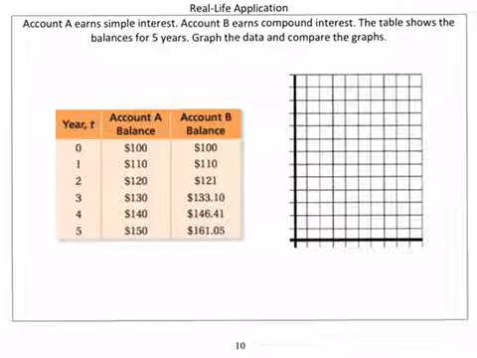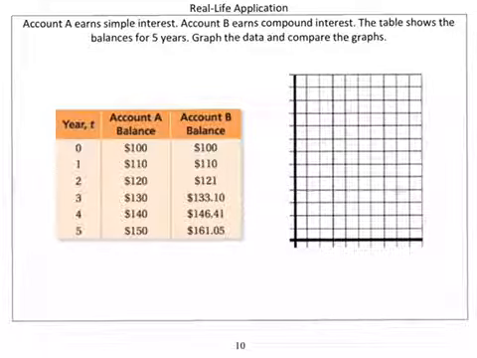Now we're going to use what we know about functions, linear functions, and nonlinear functions, and we're going to graph two different accounts. So it says account A earns simple interest and account B earns compound interest. The table shows the balance for 5 years. Graph the data and compare. So we are going to go ahead and do that.